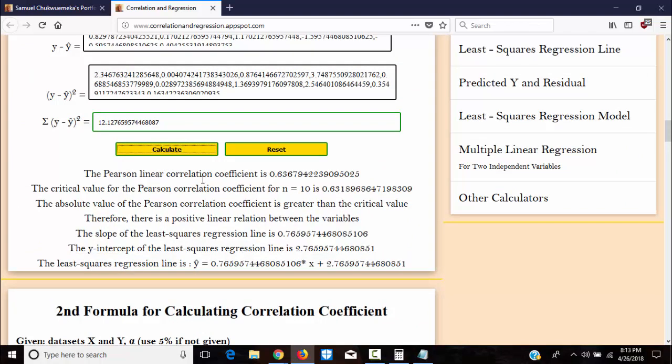It gives us the Pearson linear correlation coefficient. Gives us the critical value right away. Gives us the absolute value of the correlation coefficient, like the absolute value is greater than the critical value. So it tells you, okay, that there is a positive linear relation between the variables. Tells you the slope, tells you the y-intercept, then gives you the least squares regression line.